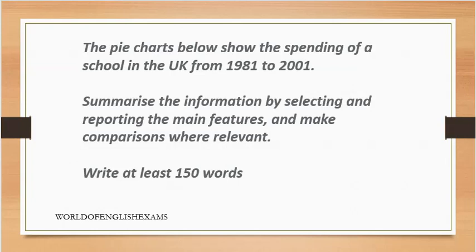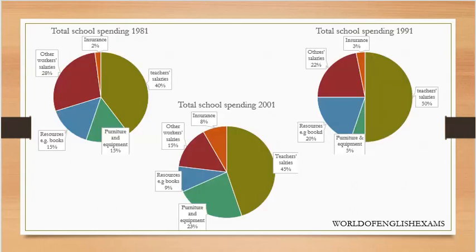So now let's see what are the pie charts given and how we can analyze them. Okay, so these are the 3 pie charts that are given. As you can see the chart title, the first one is telling total school spending in 1981. Then the next figure shows total school spending in 1991, and the last one shows total school spending in 2001. Okay, so these are the 3 pie charts which we have to compare.